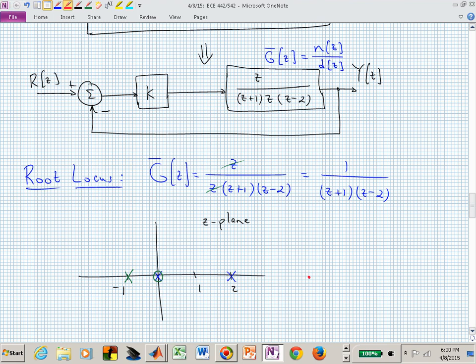What about the pole at minus 1, the angle of that to that red dot? That's likewise 0, isn't it? So I have 0 minus 0, which gives me 0. I need the angle to be minus 180 to be on the root locus. Any point to the right of 2 is not on the root locus. What about any point between 2 and minus 1?